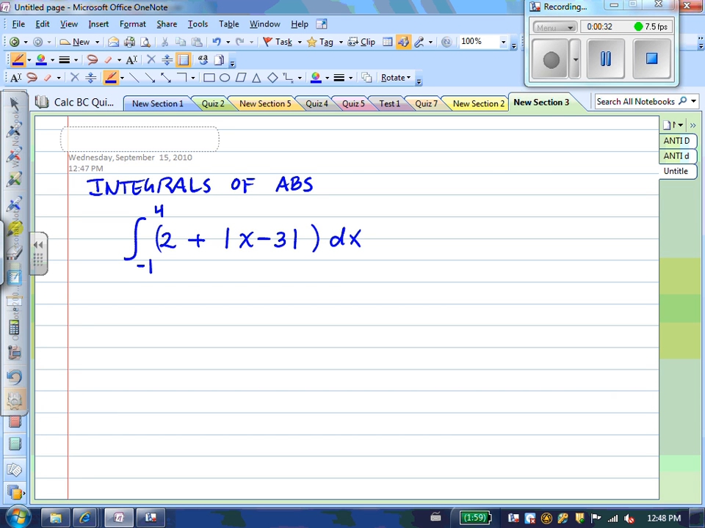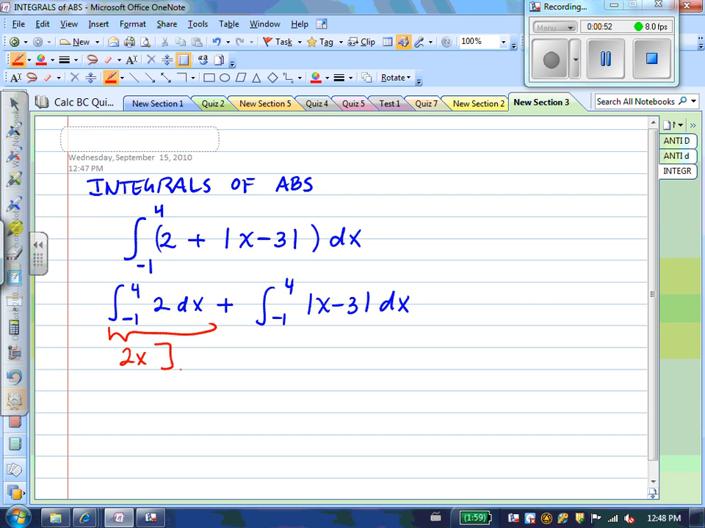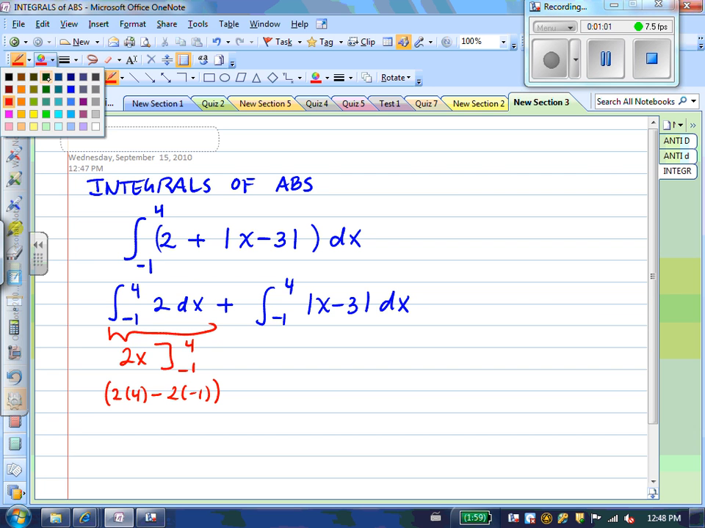If you look at this problem, keep in mind that an integral, you can actually break it up. So I'm going to break it up into the integral from -1 to 4 of 2 dx plus the integral from -1 to 4 of the absolute value of x minus 3 dx. The first part is very straightforward, because you can just integrate this. The integral of 2 is 2x, being evaluated from -1 to 4. So if I plug it in, it's going to be 2 times 4 minus 2 times -1, and we'll get some answer there. Let's spend our time focusing on the second part of this.